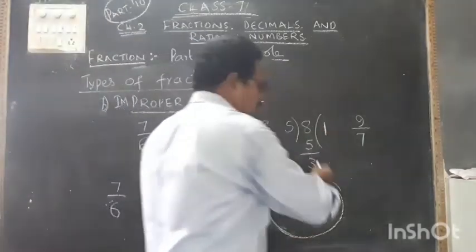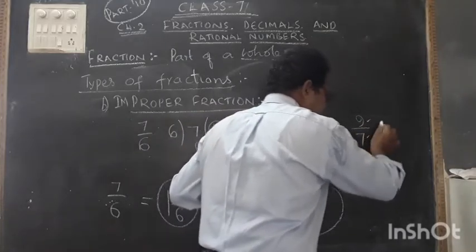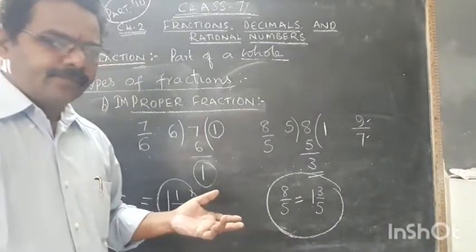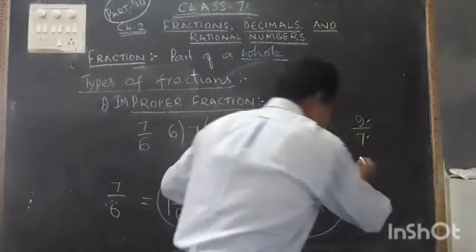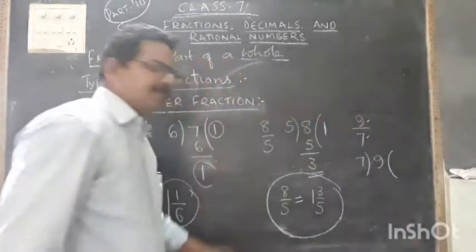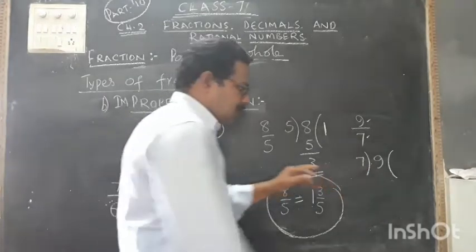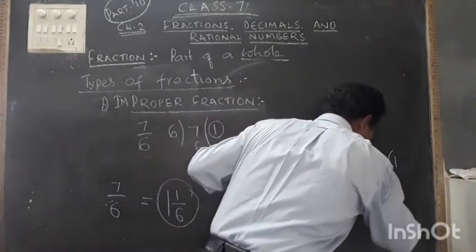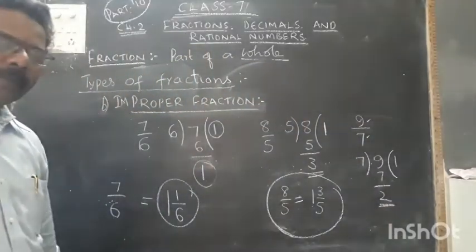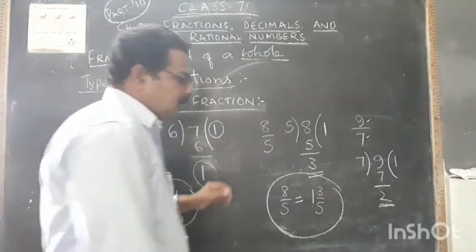Understand? 9 by 7. 9 by 7 means 9 is the numerator and 7 is the denominator. We have to divide 9 with 7. Understand? So 9 is divided by 7. We have to write like this. We have to divide like this. So 7 1s are 7. 2 is the remainder. How much remainder? 2 is the remainder.